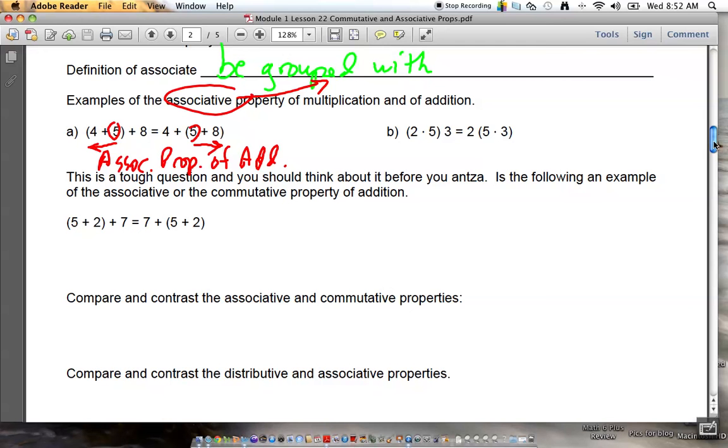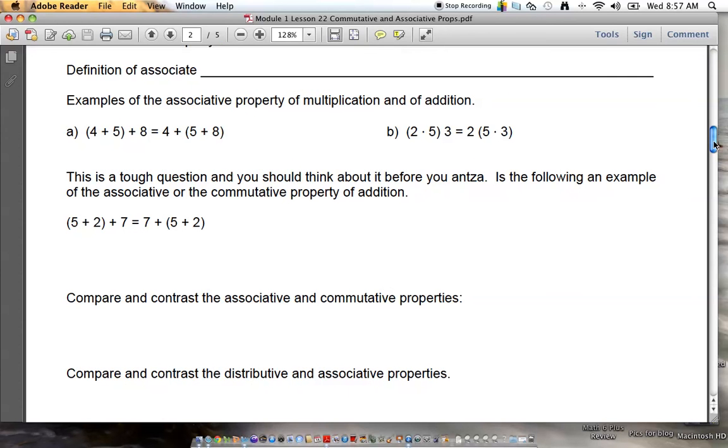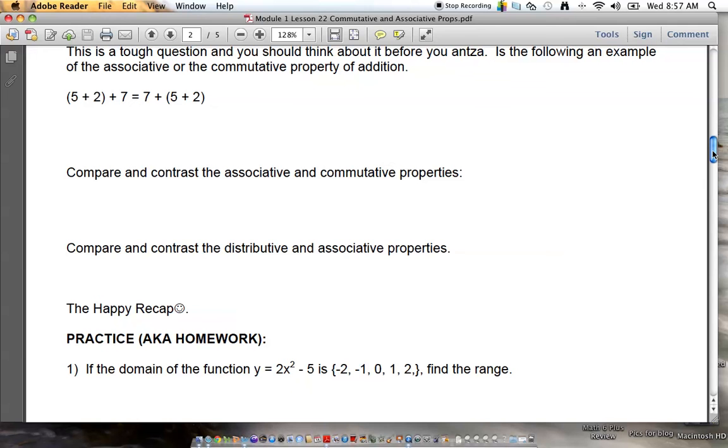Now this is a tough question. Think about it before you answer. Is the following an example of the associative or the commutative property of addition?